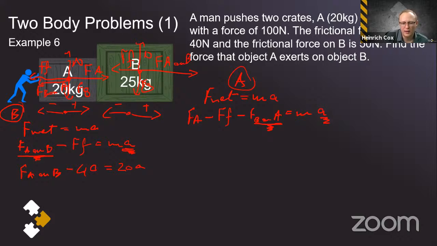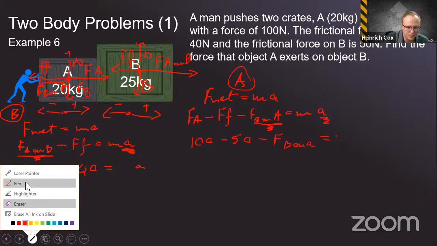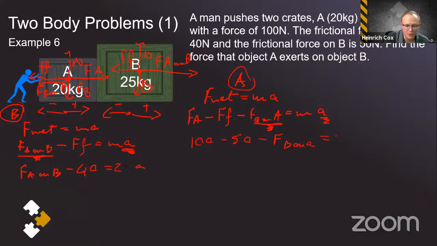And then here, for object A, the applied force from the man is 100. The frictional force is going to be 50, and there's some F of B on A that's also acting on it, but we don't know what it is just yet. And then there's a mass of, oh, I've made a mistake here. Let me just fix this. So this was object B, so the mass here should be 25. Okay, so here the mass is 20, and then here multiplied by A.